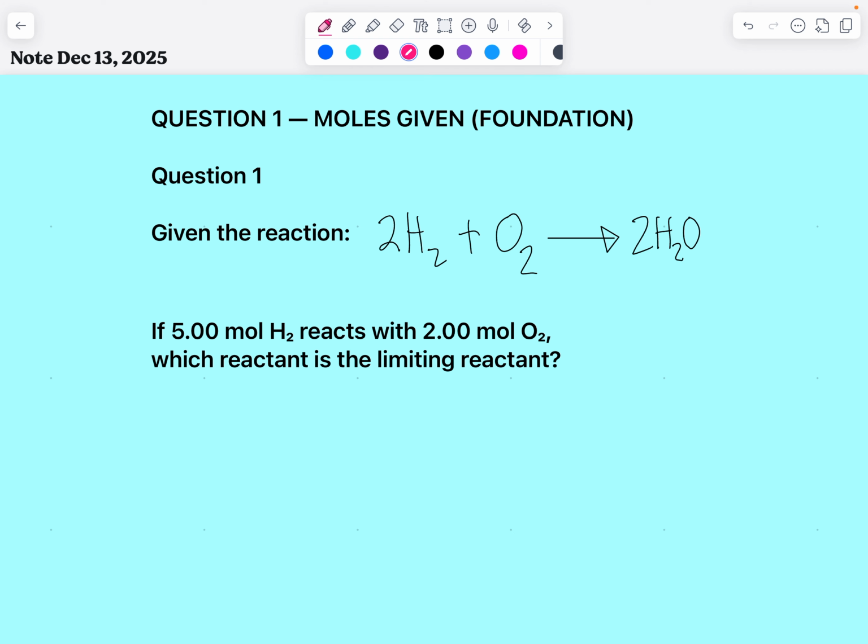Look at this example. Given the reaction 2H2 plus O2 forms 2H2O, we see it in this box. If 5 moles of H2 reacts with 2 moles of oxygen, which reactant is the limiting reactant? So here's what you do.